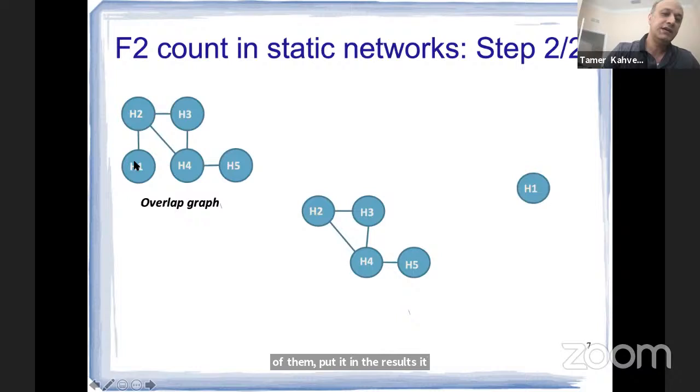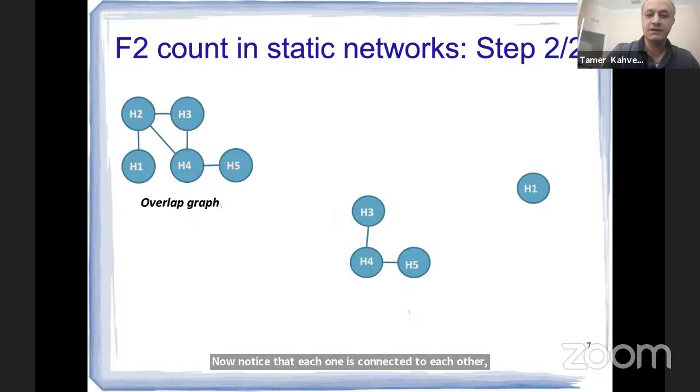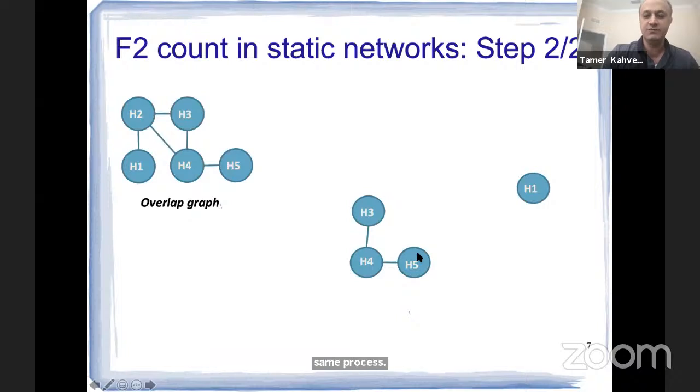Now notice that H1 is connected to H2, which means that I cannot select H2 anymore. So I remove this from the overlap graph and I repeat the same process. Now my options are 3 and 5. So I pick one of them, put it in the result set.